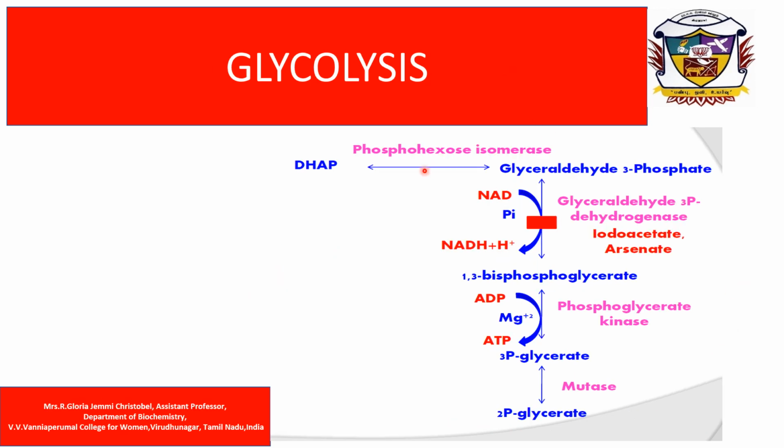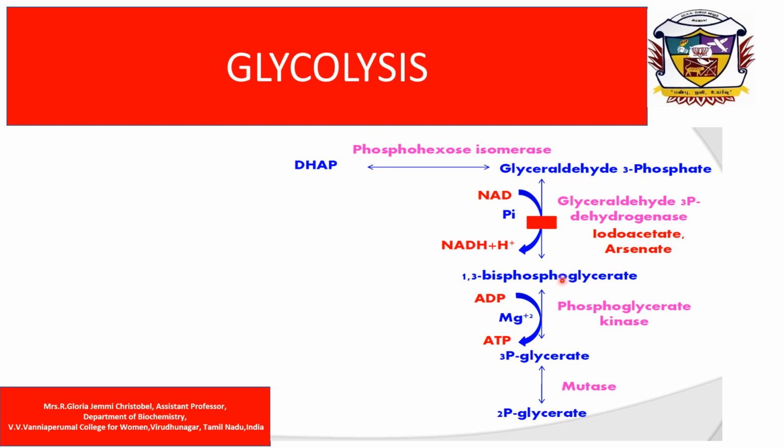Dihydroxyacetone phosphate may also be converted into glyceraldehyde 3-phosphate by the enzyme phosphohexose isomerase. In that case, there will be entry of 2 glyceraldehyde 3-phosphate molecules into the glycolysis pathway. You have to keep this in mind, because it will be useful during the energetics calculation.